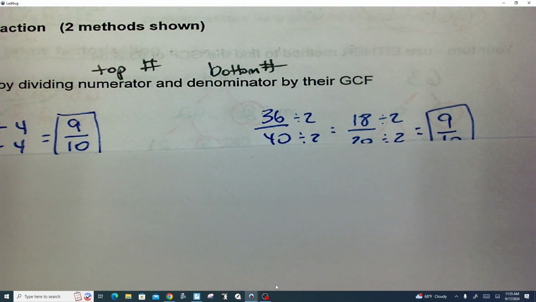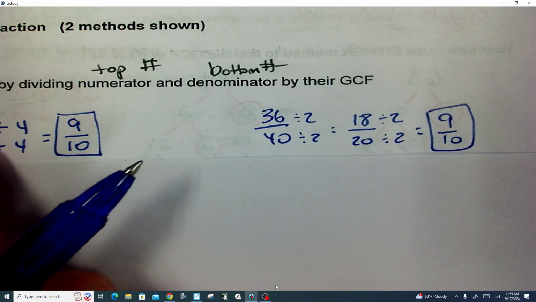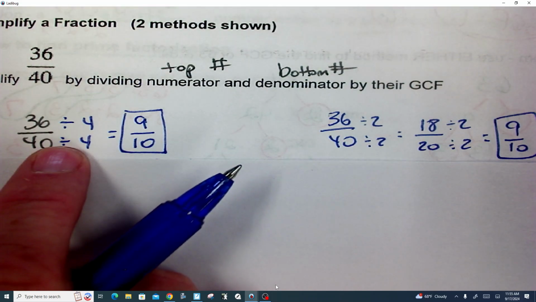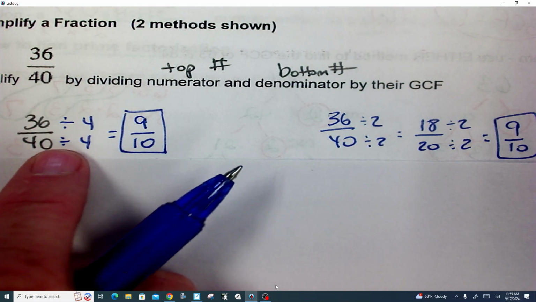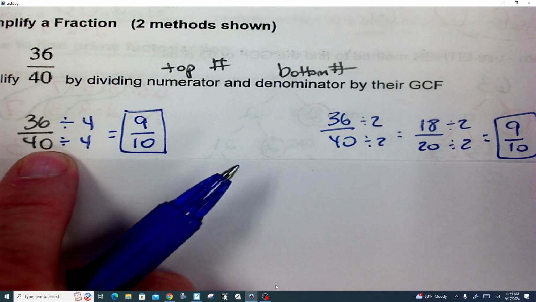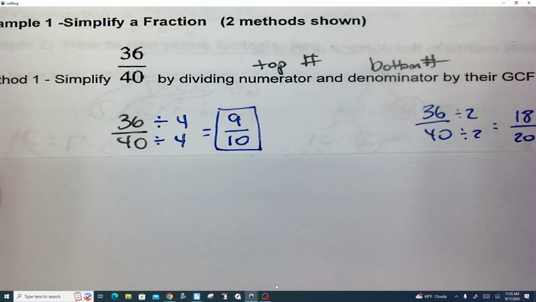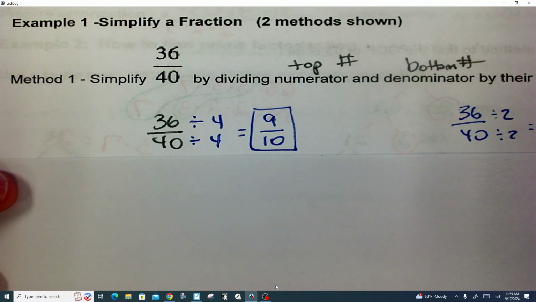Do I really care if you take the time to find the GCF of both of these numbers, the 36 and 40, and then divide it? Not really. If it takes you 5 minutes to find the GCF, that's not going to do you very much to speed things up, is it? In fact, it's going to make you scared that you haven't found the GCF. So yeah, this is the old school of like, can you find a number that you can divide top and bottom by? Your numerator and your denominator.